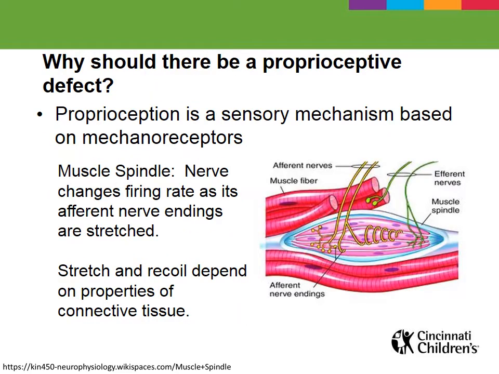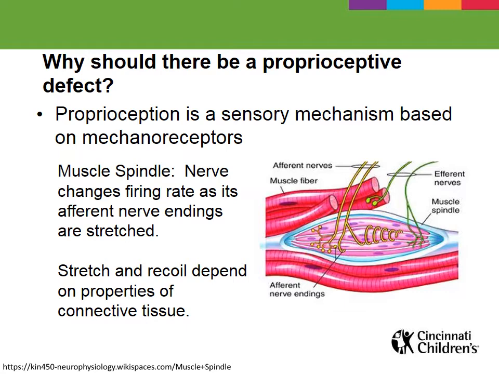So what we see in our patients is that there is a proprioceptive defect, but the question is, why should that even be there? Well, if we think about proprioception, it is a sensory mechanism based on mechanoreceptors. For example, in the muscle spindle, the nerve changes its firing rate as its afferent nerve endings are stretched. Stretch and recoil are both connective tissue properties. So if the connective tissue is not functioning properly, if it doesn't have good recoil properties, or if it stretches farther than it should, that nerve signal may be altered.